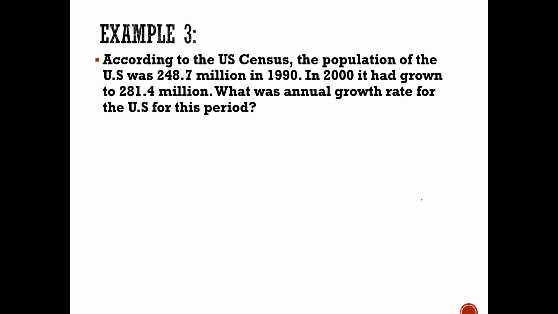So third example, according to the US Census collect data about the entire population in the United States. So the population of the US was 248.7 million in 1990. In 2000, it had grown to 281.4 million. What was the annual growth rate for the US for this period? So now, definitely we're looking for K, right? Annual growth rate, that's what we're looking for.